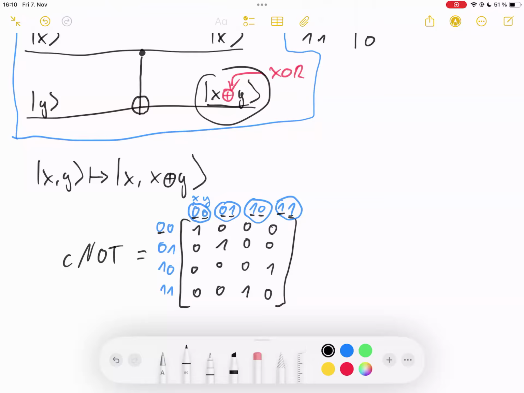Are you all okay with how I developed this matrix, just looking at the logic with the XOR operator? Maybe just signal if you're okay with that. So, seems okay.